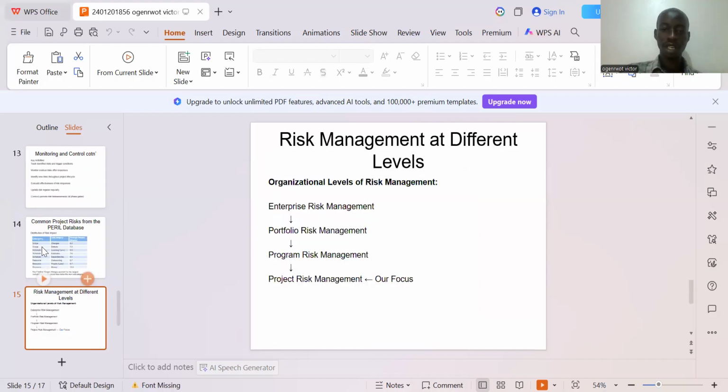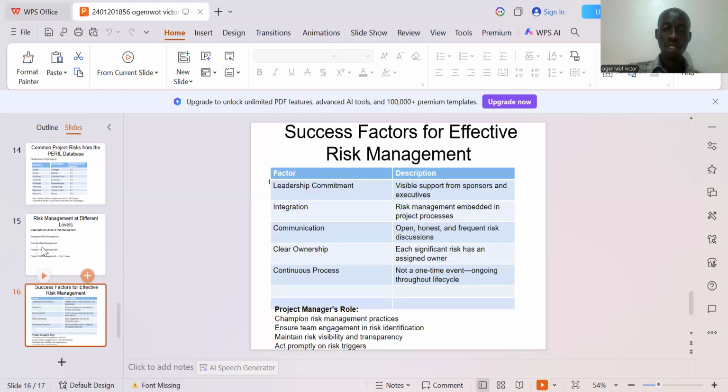So coming to risk management at different levels, our main focus is the project risk management. But these are the organizational levels of risk management: the enterprise, the portfolio, and the program. When you come down to the success factors for effective risk management, there has to be leadership commitment. It could be from the sponsors and executives, but there has to be strong leadership for a project to succeed, for the risks to be mitigated. There has to be integration. Risk management should be embedded in the early process of the project. It's quite key. You cannot operate a project without integrating how you will counteract risks that develop, or how you'll embrace the positive risks that come along the way.